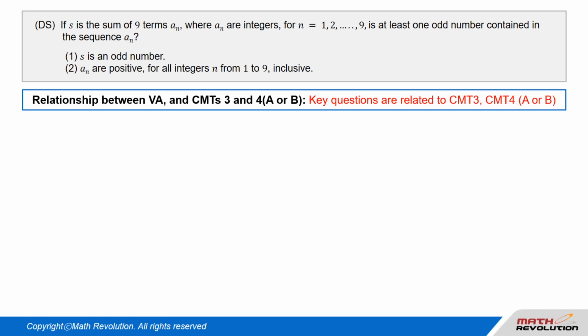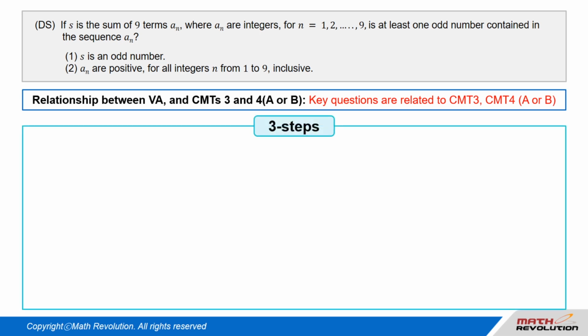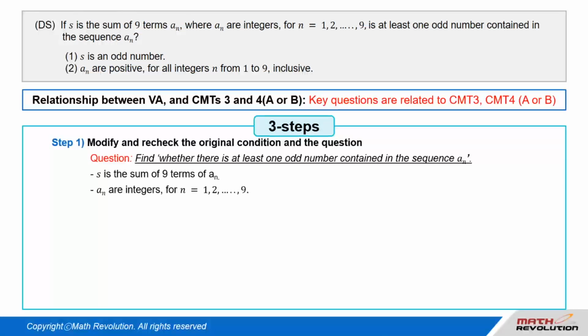Also, these high-difficulty questions are typically seen after the 17th question of the 31 questions, so be very cautious on key questions, especially integer and statistics questions in the last few questions. Let's apply the 3 steps suggested previously. Follow the first step of the variable approach by modifying and rechecking the original condition and the question.